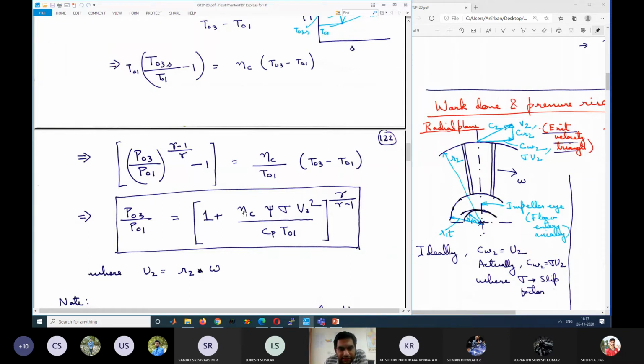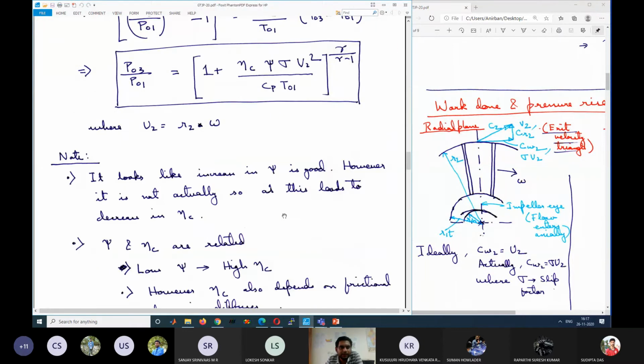So what are the parameters which are known to us? The isentropic efficiency of the compressor; psi, which is the power input factor, which depends on the frictional losses only in the impeller; sigma, which is the slip factor, which we have already discussed; and U2, the tangential component of blade velocity at the exit, which is equal to R2 into omega. Cp and gamma are the air properties, and T01 is the inlet condition, which is known to us.